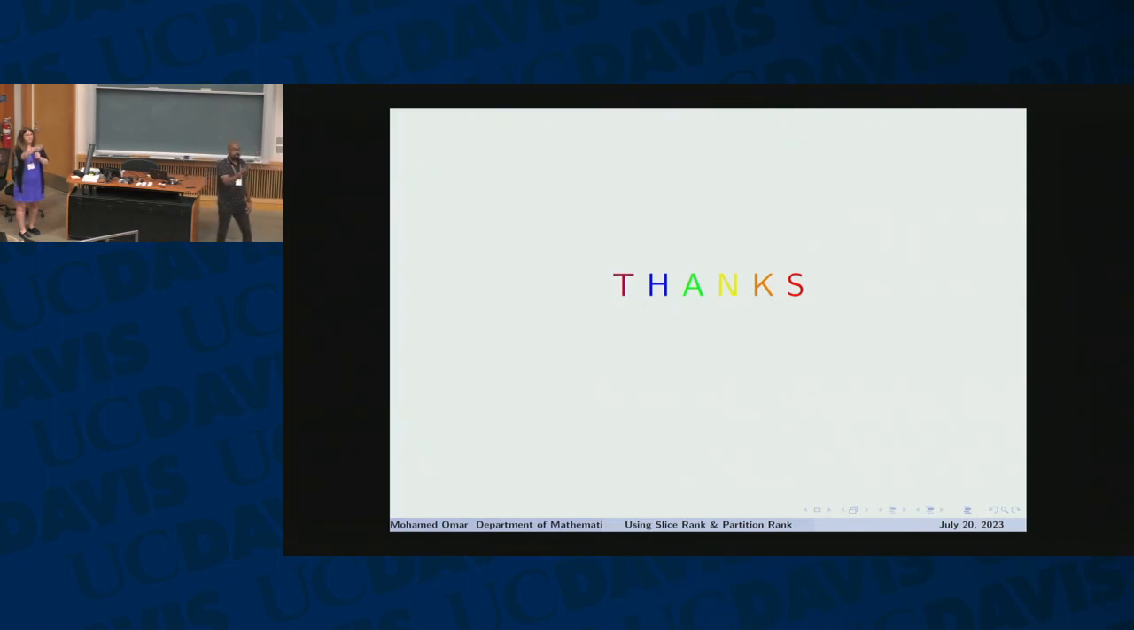Yeah, Justin. The partition rank being less than or equal to the slice rank means that there could be situations where you can get an upper bound using slice rank, but a better upper bound using partition rank. Is that something you've seen? So the question is, partition rank has slice rank as an upper bound, and are there situations where partition rank does a lot better than slice rank? Yeah, there are. That's a big thing that's talked about in this paper and in a lot of the other papers.